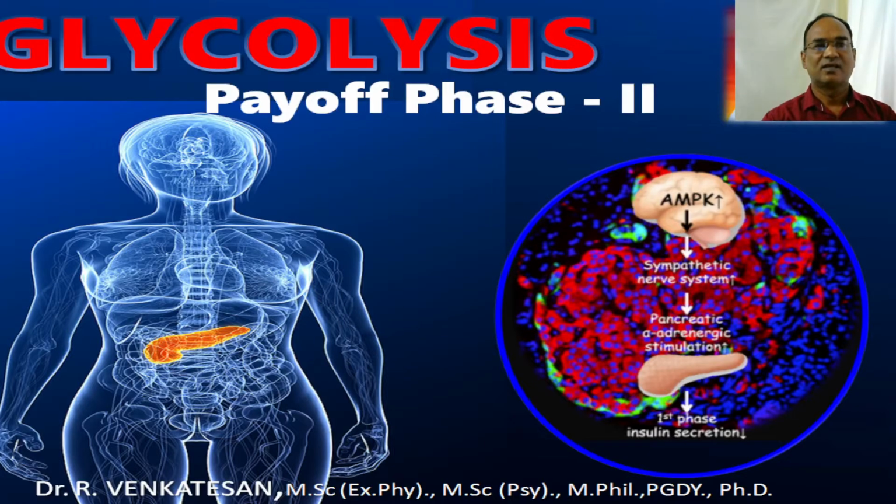Hi friends, today we are going to discuss the glycolysis process, the second phase, the payoff phase. In this process, there are 5 different stages with 5 different coenzymes involved. With the chemical reactions, we are going to receive 4 ATP molecules at the end of the pyruvate process.